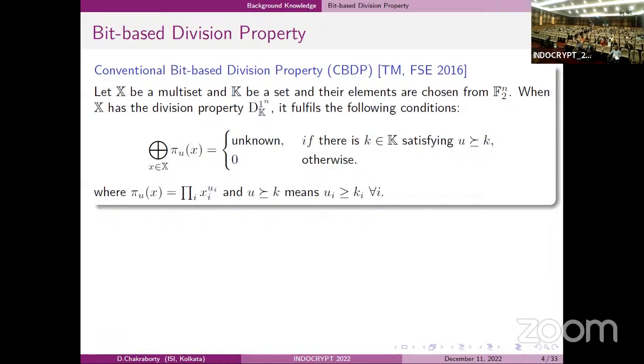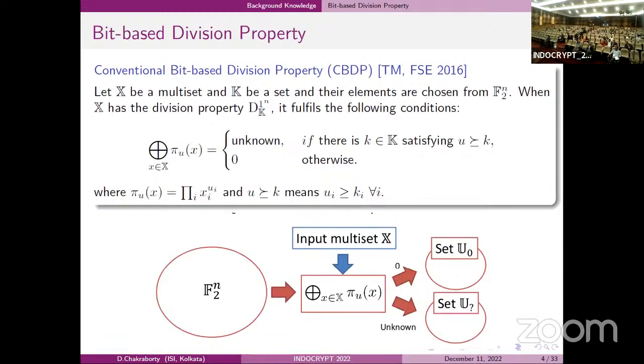Now X has, we are saying that X has division property D. So what is the notation? X has some property with respect to the F X if it fulfills this condition: the XOR sum of phi u x, x belonging to X, is unknown if there exists some k belonging to K satisfying u successor of k, and 0 otherwise. So the definition is like this: phi u x is the monomial actually, and u successor of k means u_i greater or equal to k for all i.